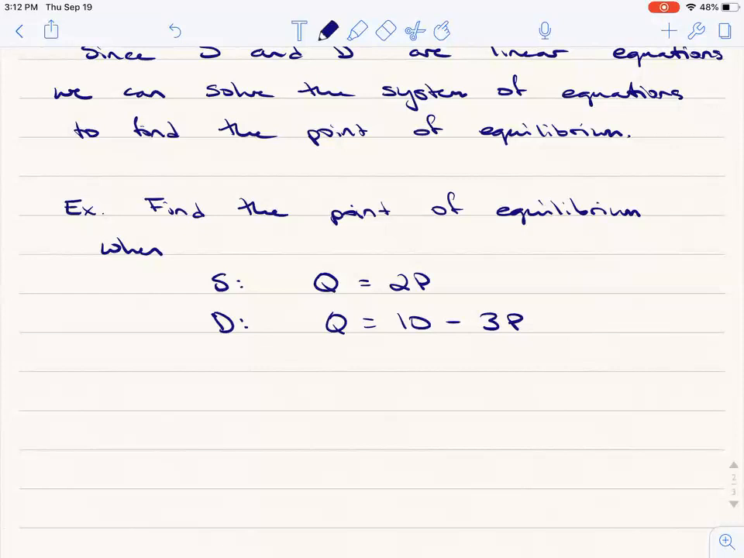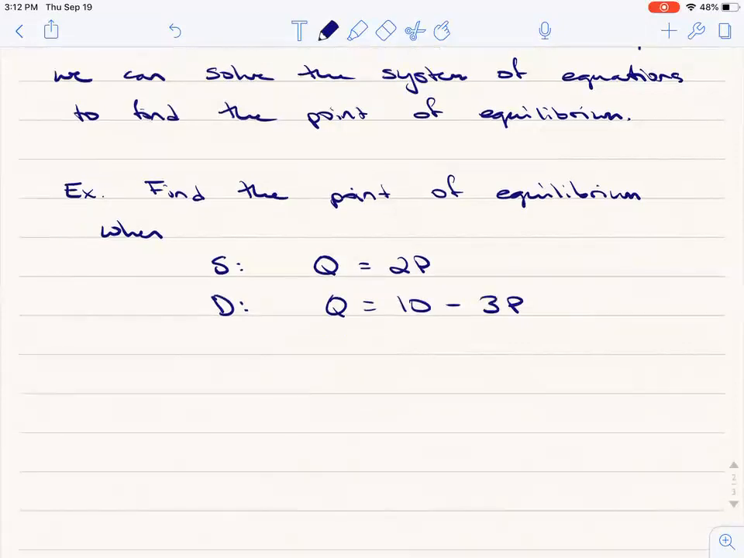I guess you could use elimination. It doesn't really jive, right? But because they're both in terms of Q, Q equals 2P and Q equals 10 minus 3P makes it really easy to use substitution, right? Because then you can just substitute the Q from the supply equation into the demand equation, solve for P, and then you can solve for Q, right? So I'd say it's a little bit easier than before.